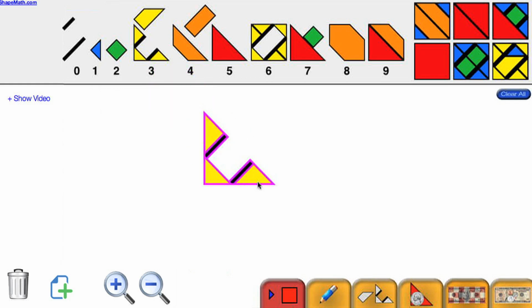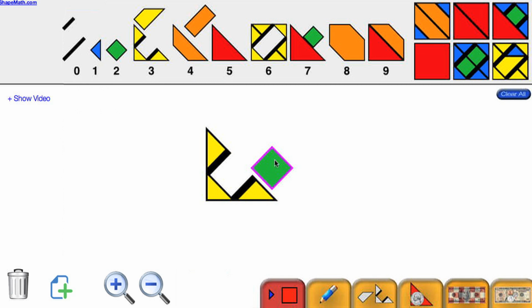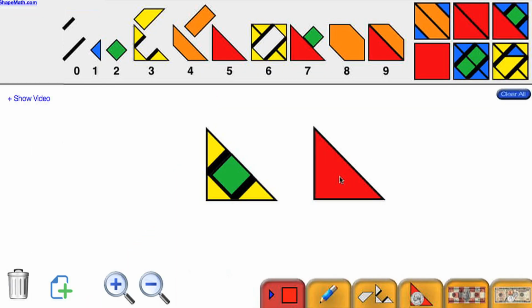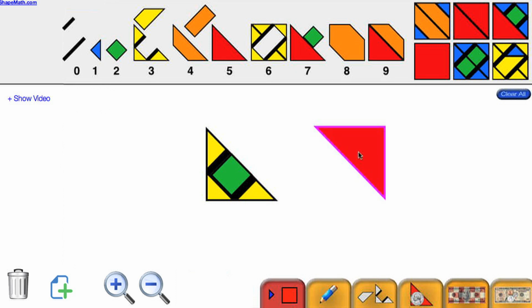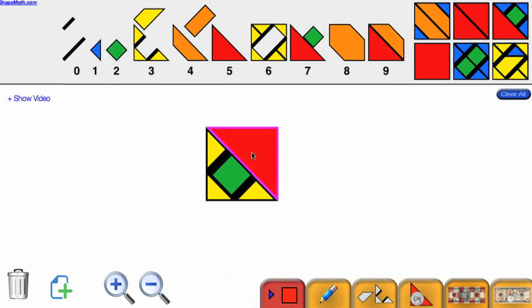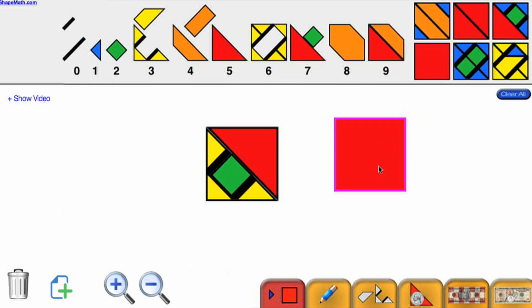Let me show you an example. If you have the shape of a 3 in shape math, which is this shape, and the shape of a 2, the 2 fits into the 3 and makes the outside shape of a 5. It is the outside shape that determines what the answer is. But we could combine together the 2, the 3, and the 5 and make the outside shape of 10. Because a 5 plus a 3 plus a 2 equals 10.